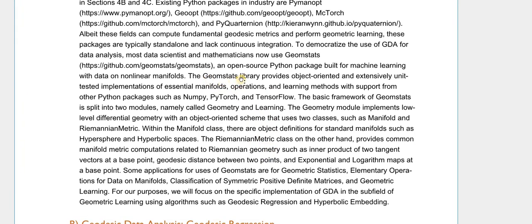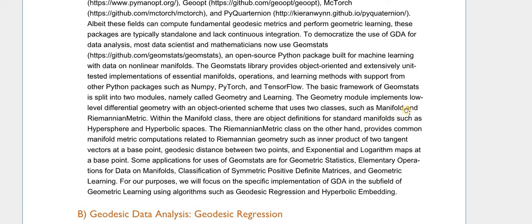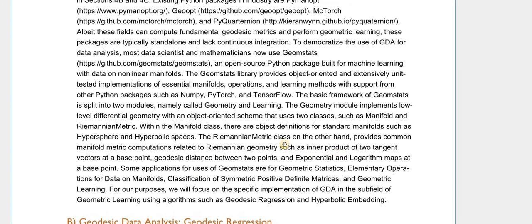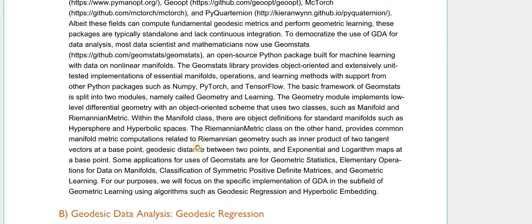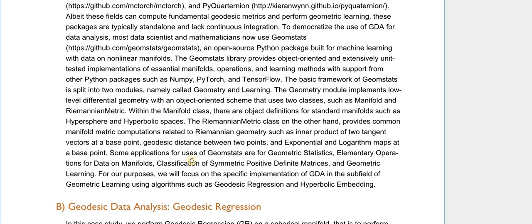And so what Geomstats has is this geometry and learning modules, and from here you're going to see something familiar. You have a Riemannian metric class that allows you to compute the inner product of two tangent vectors, as well as the geodesic distance between two points. And then the most important, the exponential and logarithmic maps, so it allows you to do the gradient descent. And then you have this manifold class, which allows you to create the embedding, the hyperbolic or spherical embedding, to capture the structure of your data set.